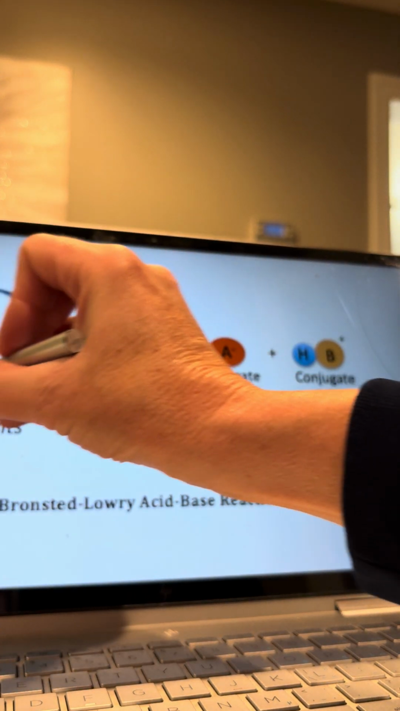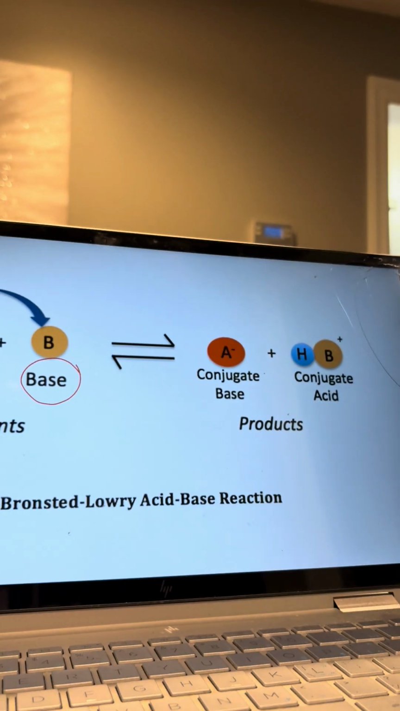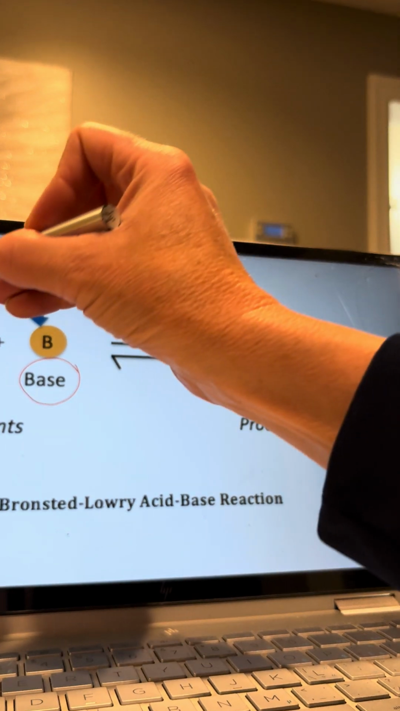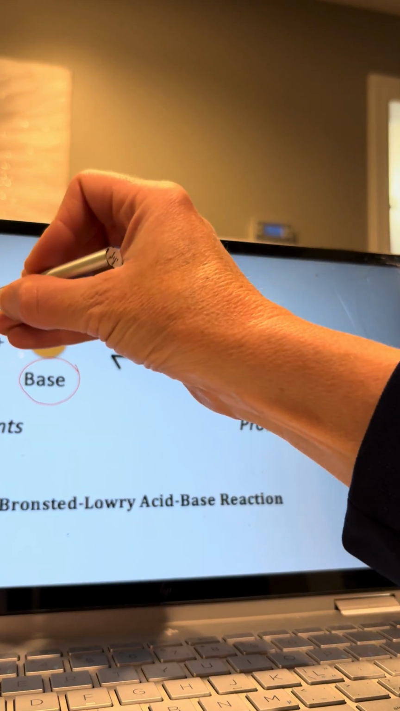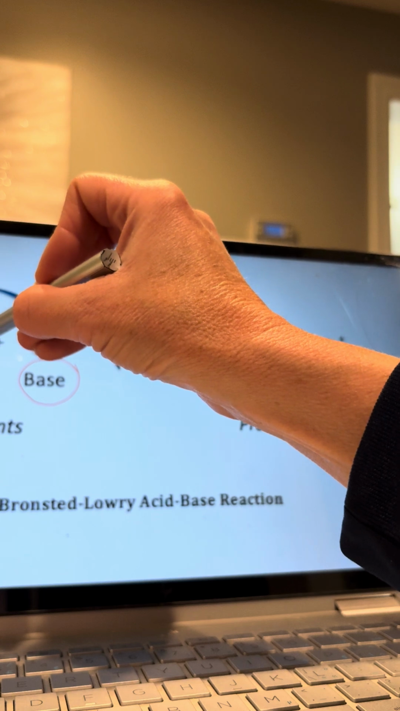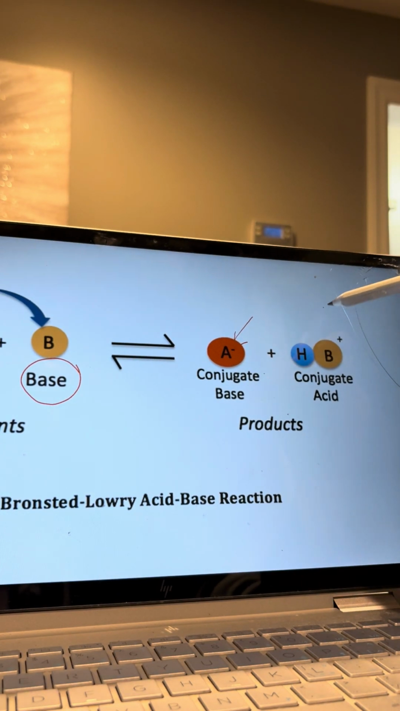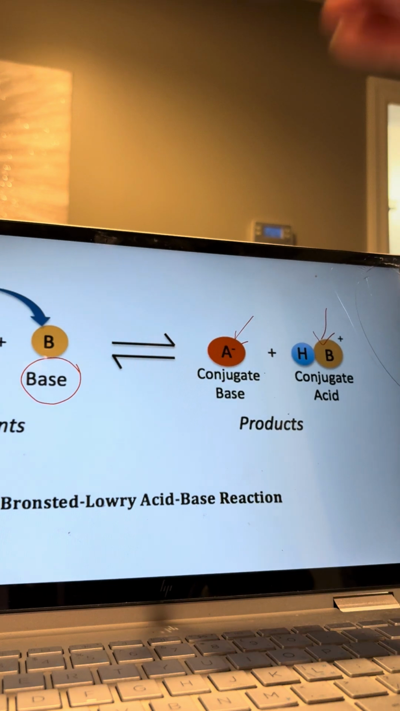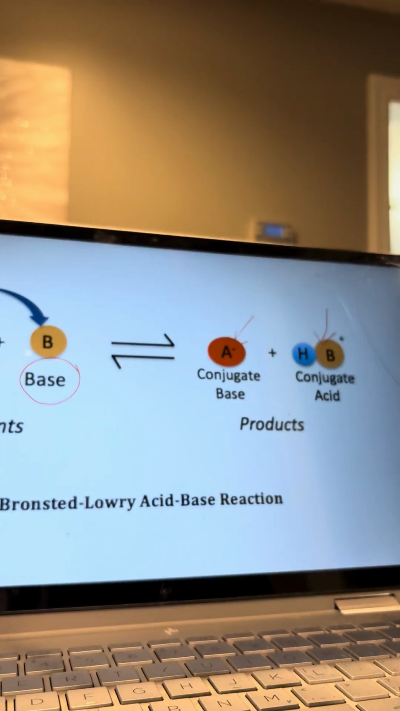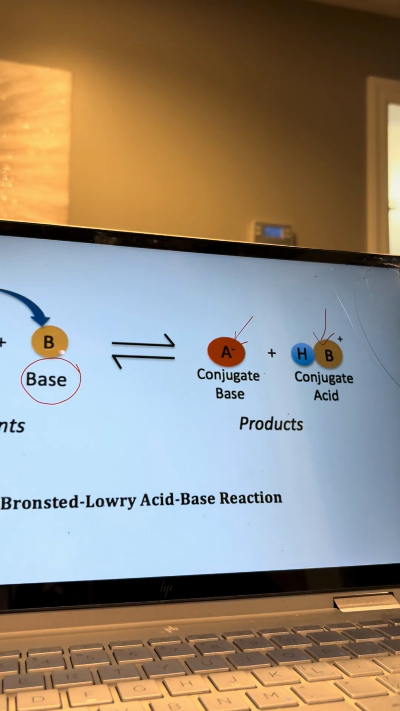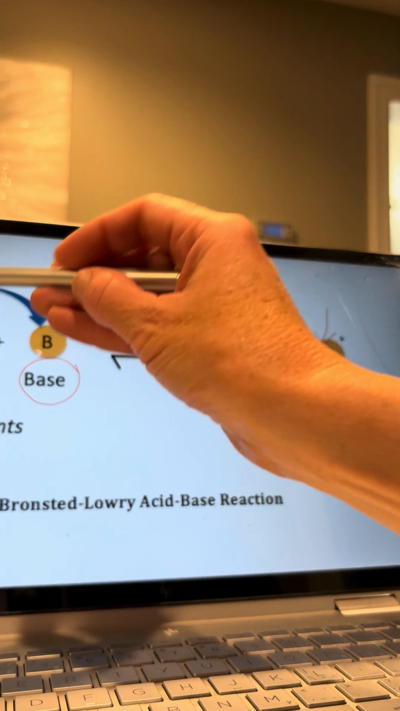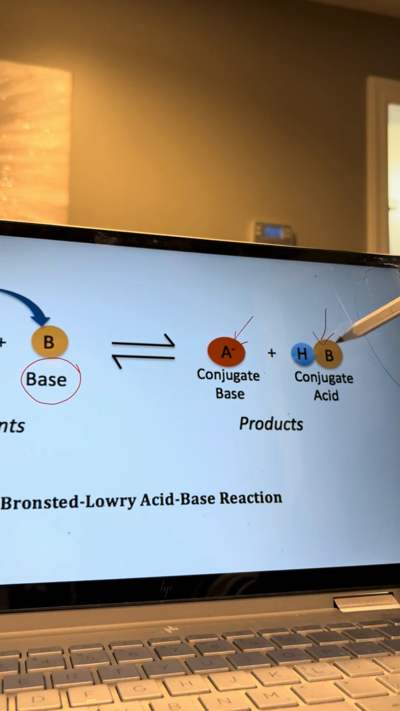Here is our acid, and here is our base. How do we know this? Because this hydrogen here is going to be leaving this substance and going to this one, as you can see here on the opposite side. So the reason that A is classified as an acid is because it lost that hydrogen, lost that proton. It went to the other molecule here. So that is therefore its classification.